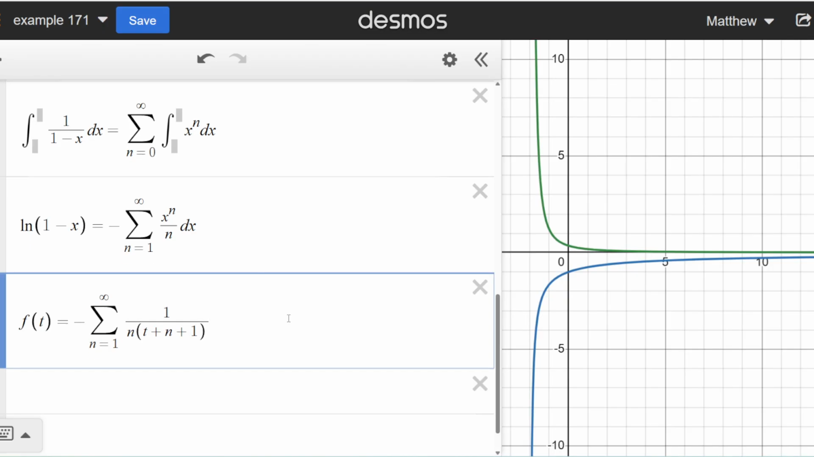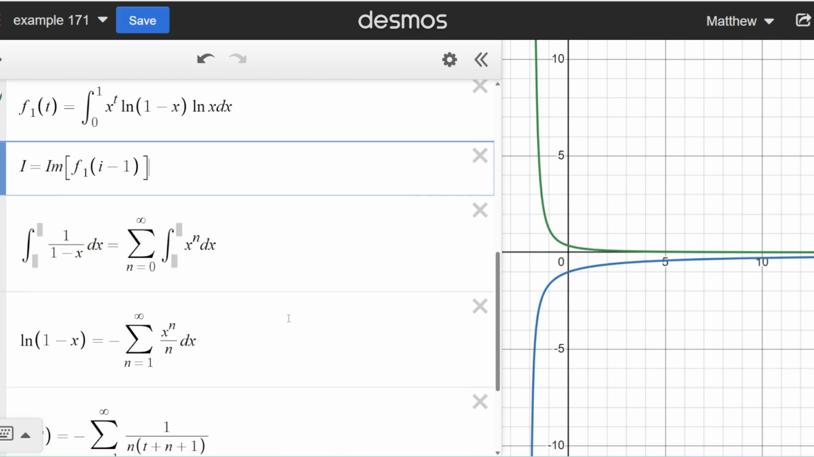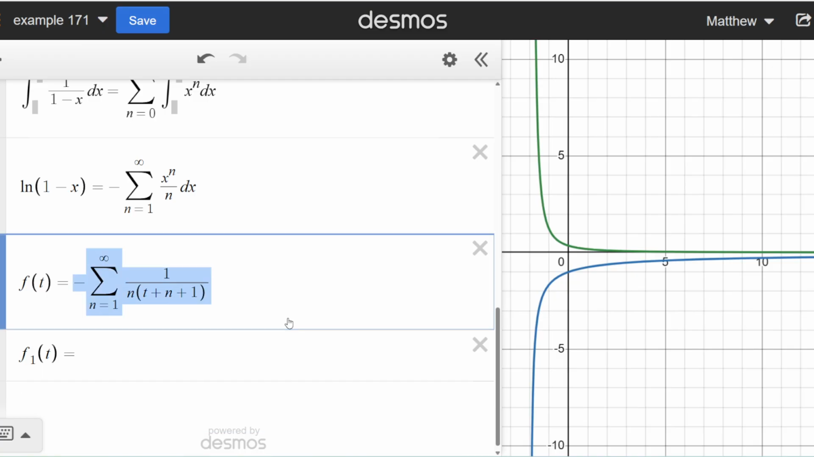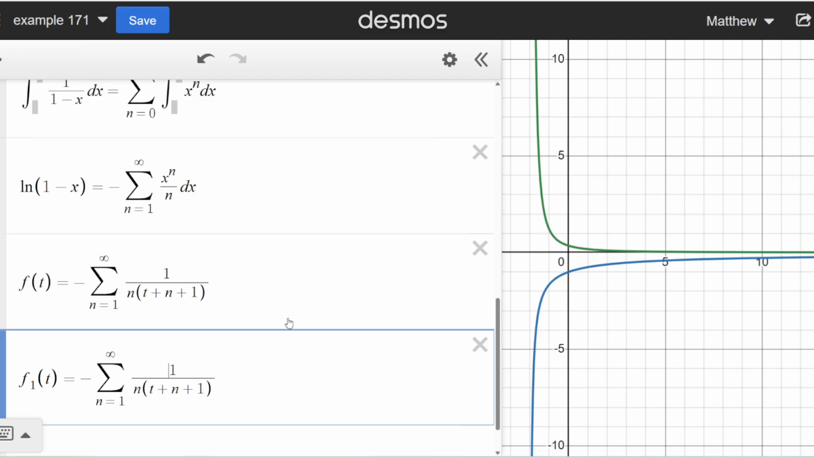All right, so f of t is equal to this, but we want f prime of t, so we can plug in i minus 1 for t and then take its imaginary part. So we need to take f prime of t as it exists here. What are we going to get? Well, this 1 over n is not going to change. This can be viewed as t plus n plus 1 to the negative 1. So when we take the derivative, we'll recover a negative sign, and it will become that to the negative 2. And we'll just put a squared here. So that's what f prime of t should be. And let's just make sure that it is. Yeah, that matches up nicely with our f prime of t.